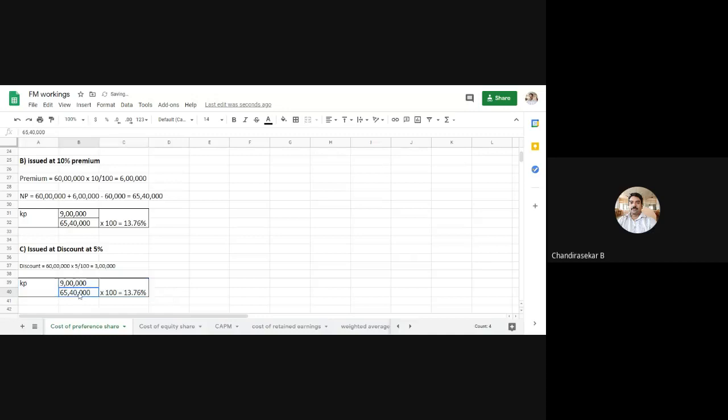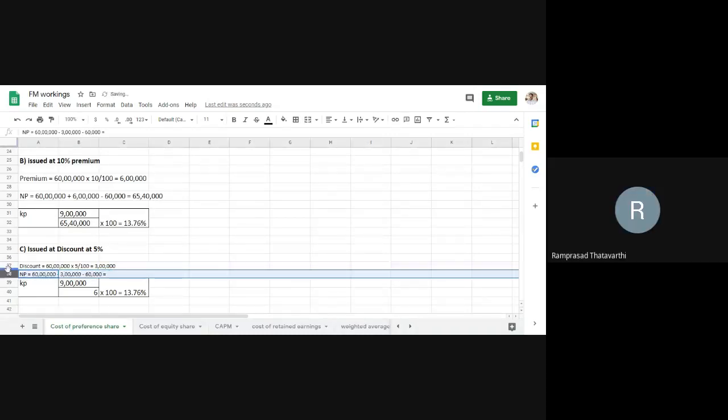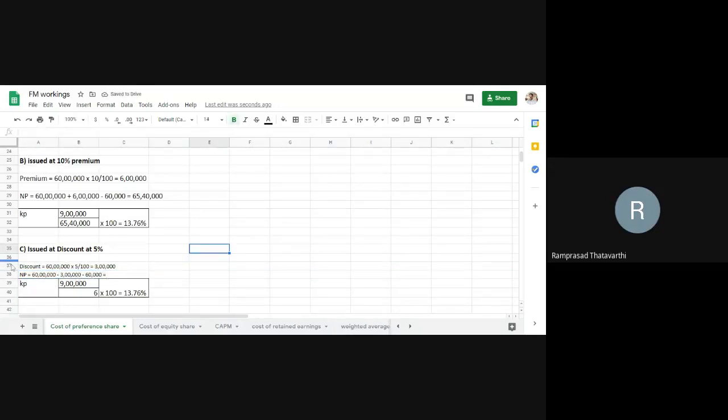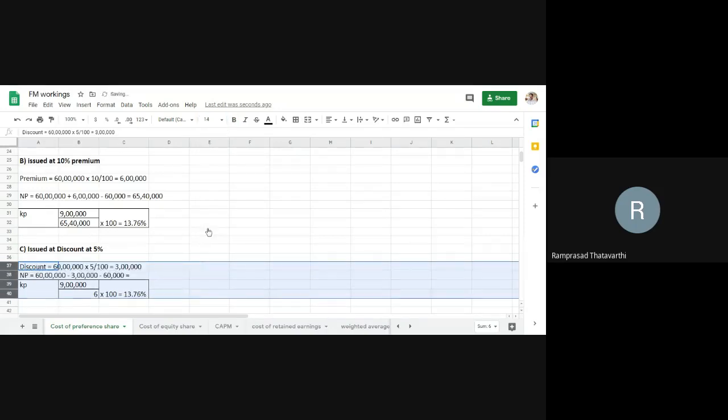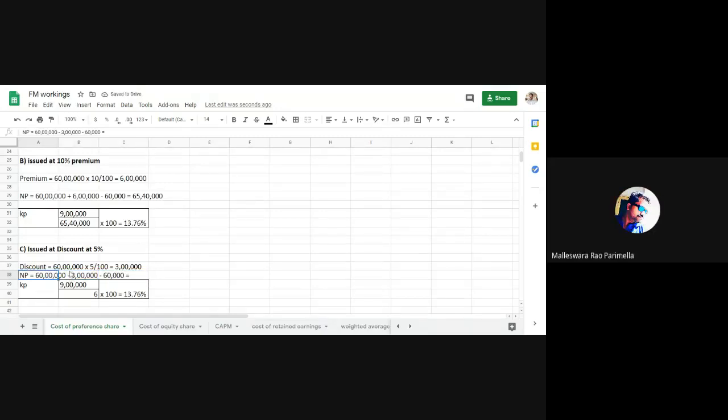Cost of preference share is equal to dividend divided by net proceeds. How much are the net proceeds? Net proceeds is equal to 60 lakh minus discount 3 lakhs, minus issue expenses 60,000. So 57 lakh minus 60,000 is 56 lakh 40,000. Yes, 56 lakh 40,000. So this will be how much?